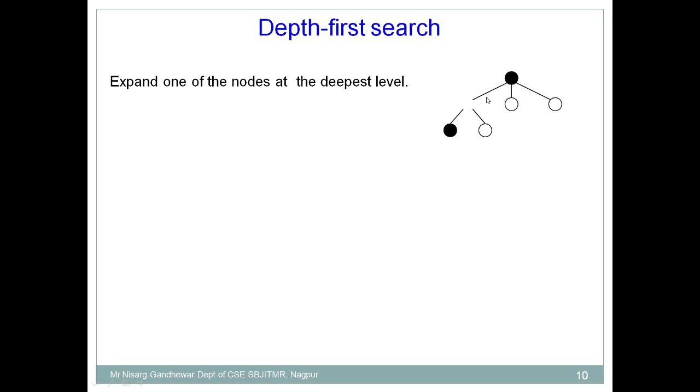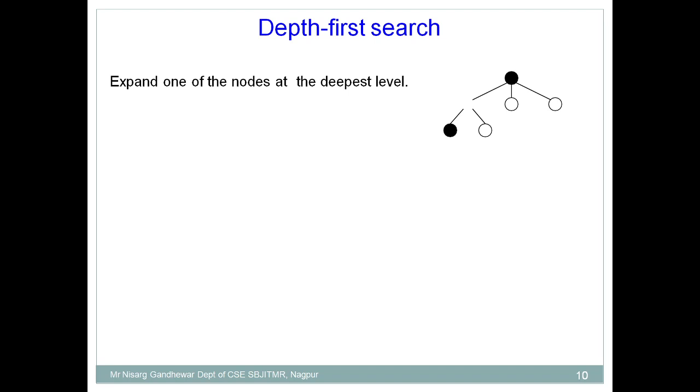After this we are not considering all these three, but we consider this, and then we go to one. That means we are expanding one node at the deepest level. We are following one direction, exploring all the nodes present in a single direction, and then we change our direction.